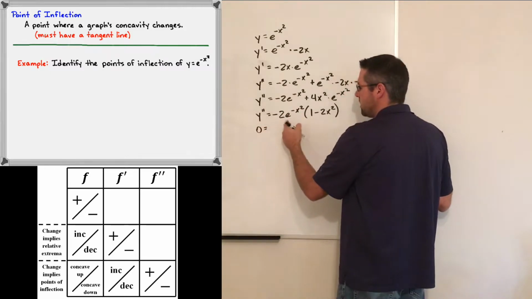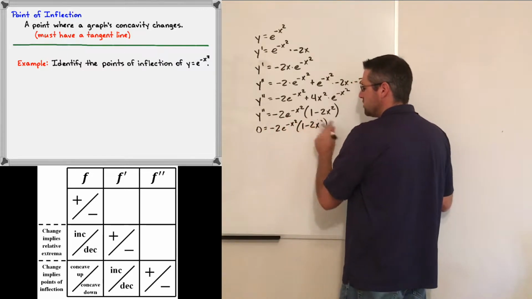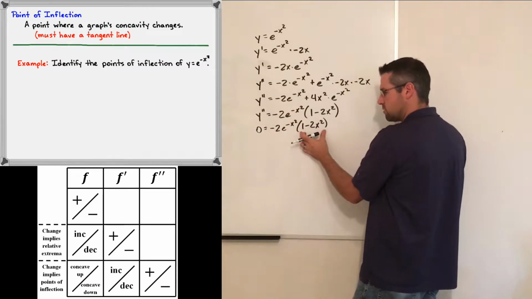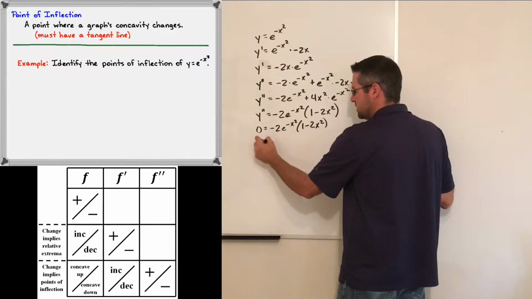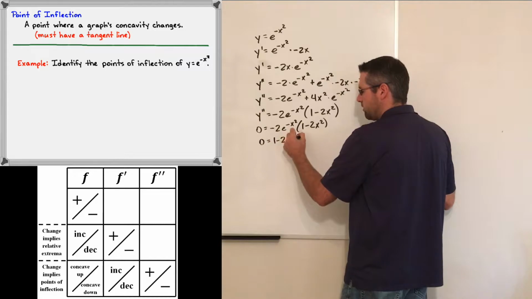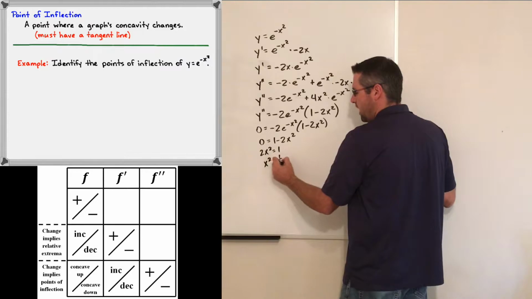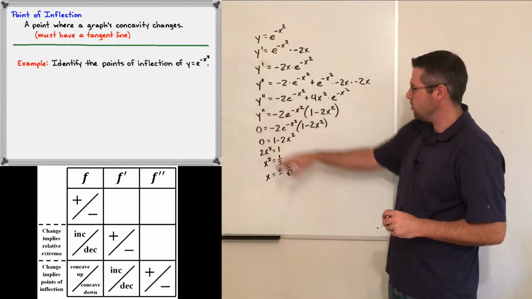So we'll set this equal to 0, and we would say that this function is equal to 0 when this term is equal to 0 or that term is equal to 0. Well, exponential functions are never equal to 0. So there's no place where it hits 0 here, but this one does. So we're going to set that equal to 0, 1 minus 2x squared. And so we have 2x squared equals 1. And so x squared equals 1/2. And then we'll square root that, so we get x equals plus or minus 1 over rad 2. So that is 2 points where y double prime equals 0.